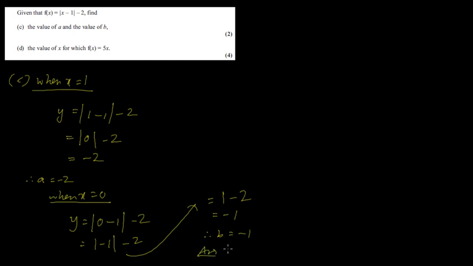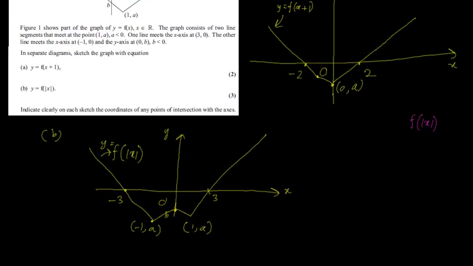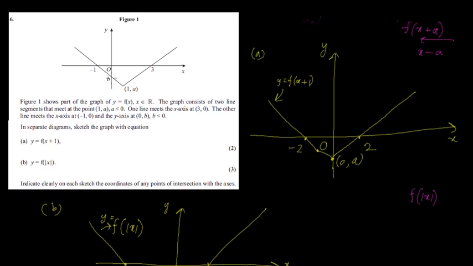Always restate your answer. a equals minus 2, b equals minus 1. Of course, both a and b are bound to be negative. If you look at the original sketch, you will see that both of them are below the x-axis, meaning negative y.